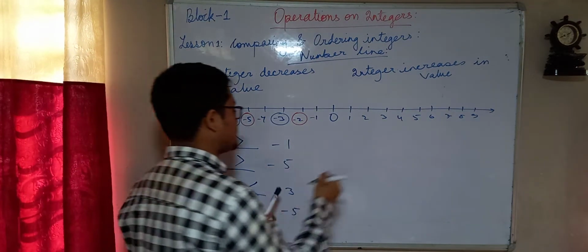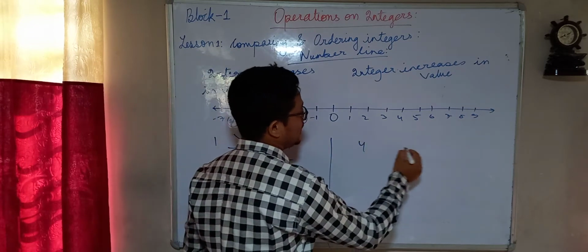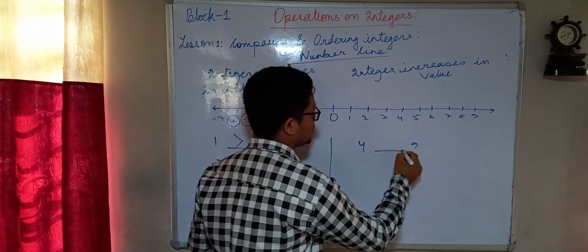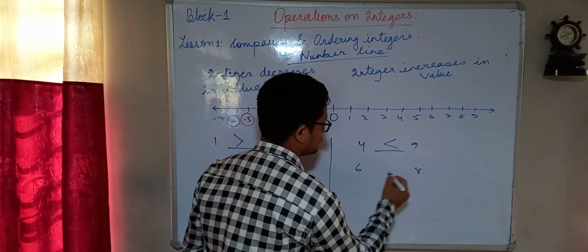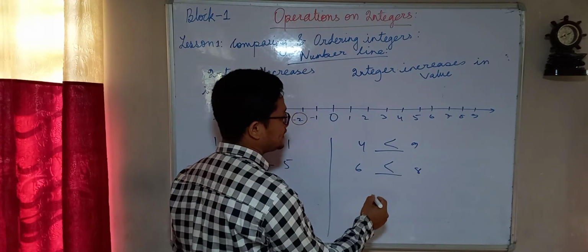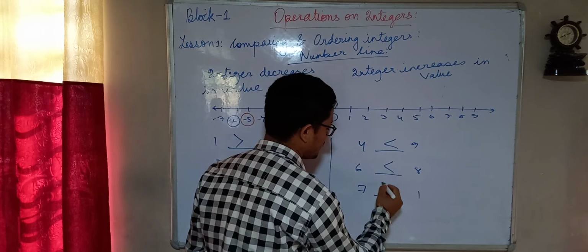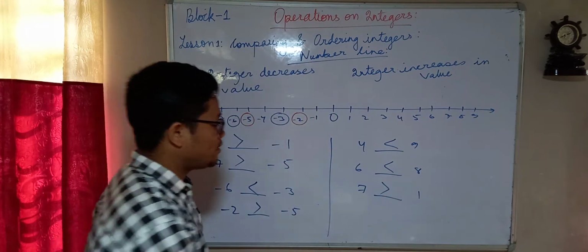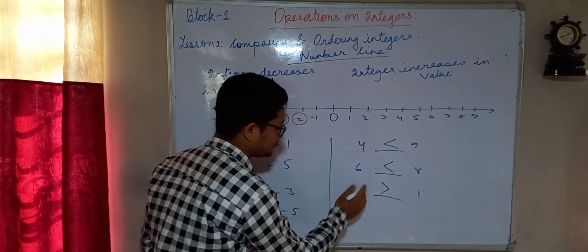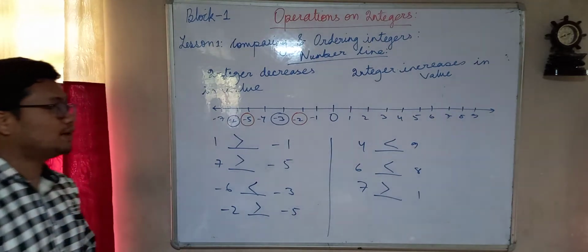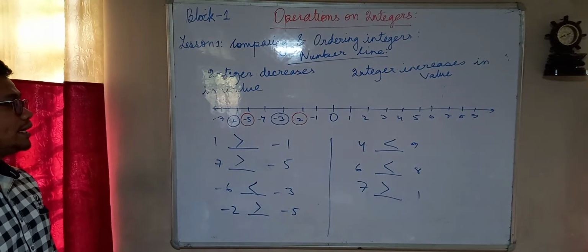Similarly on this side, let us see 4 and 9. Which is bigger? Obviously children, 9 is bigger. Then 6 and 8. Which is bigger? Obviously, 8 is bigger. If I write 7 and 1, which is bigger? Obviously 7 is bigger, isn't it children? So 7 is bigger than 1. Very simple, this is how we compare integers.